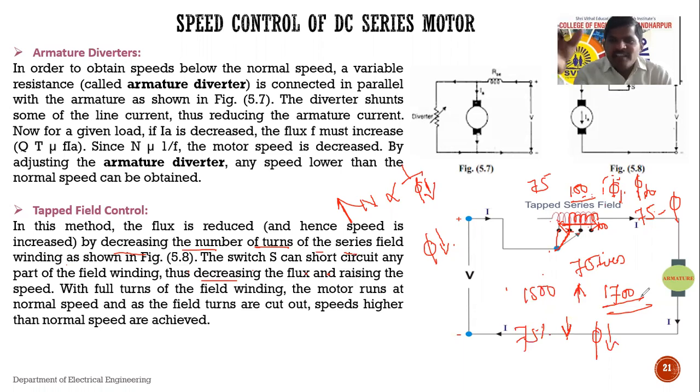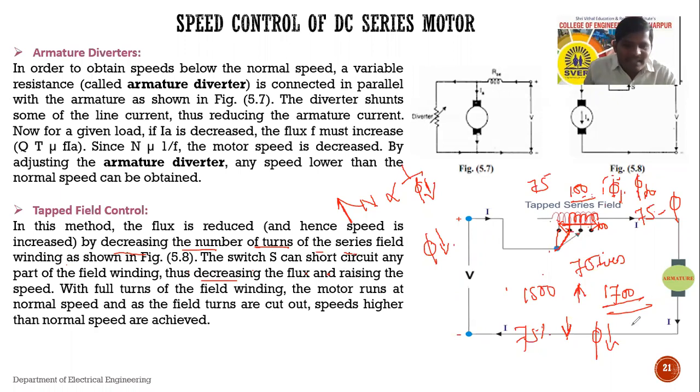By decreasing the number of turns. By connecting a particular tapping, we are decreasing the number of turns. If the number of turns decreases, the flux produced by that field winding decreases. If the flux produced by the field winding decreases, the speed of the motor will increase. What happens to the speed of the motor? It will increase.